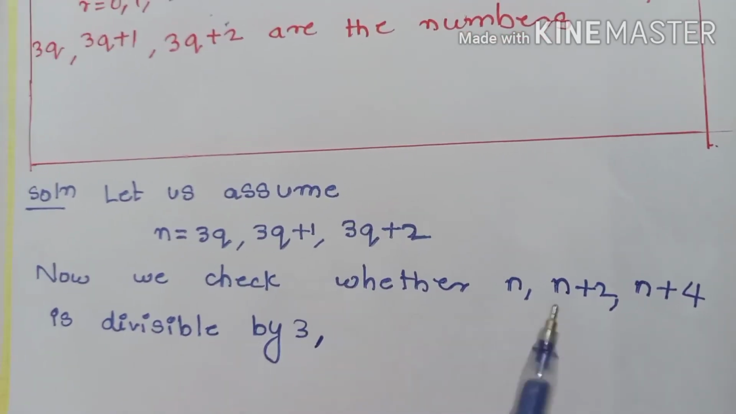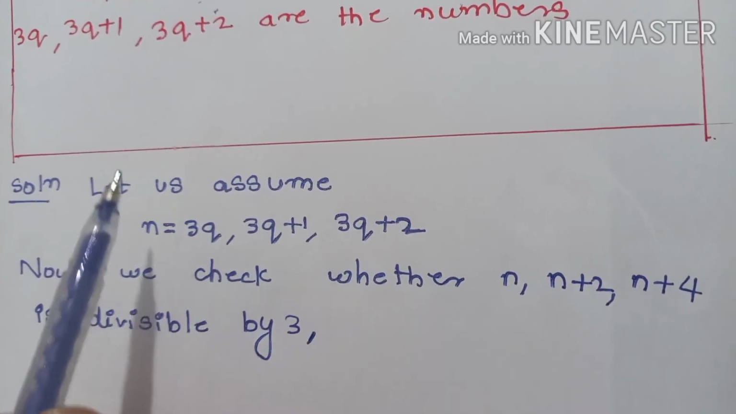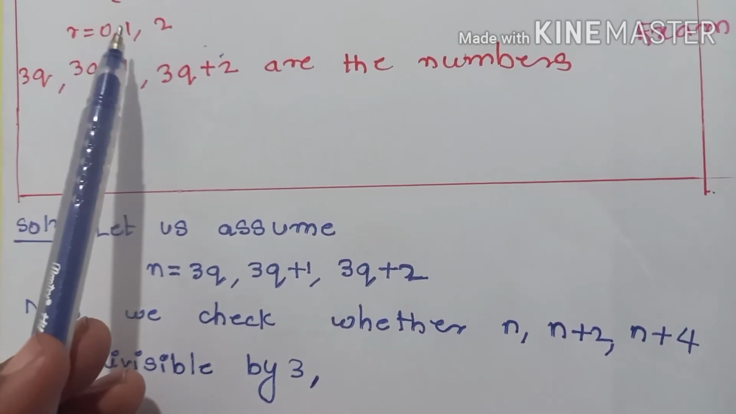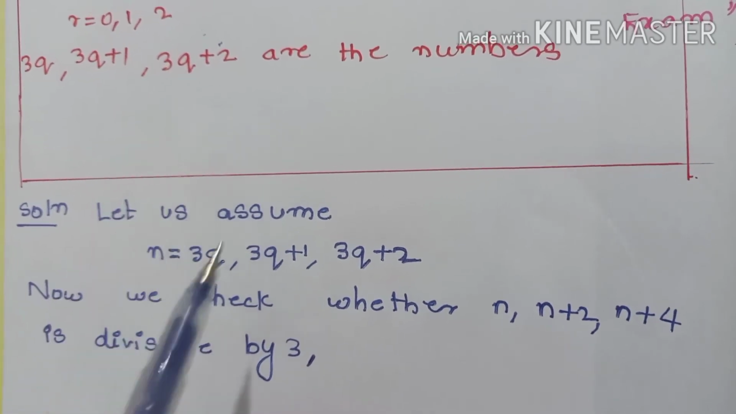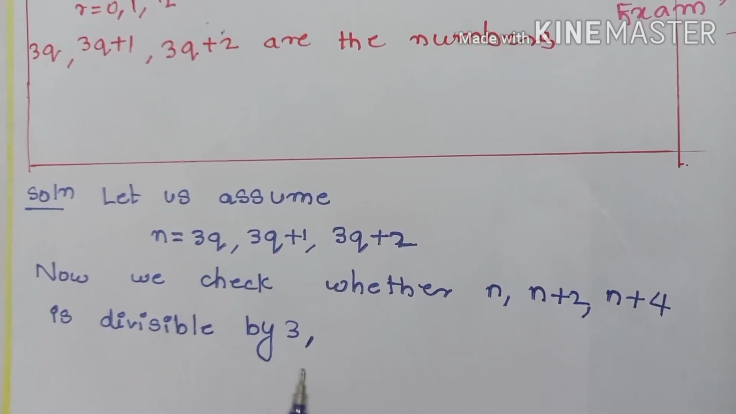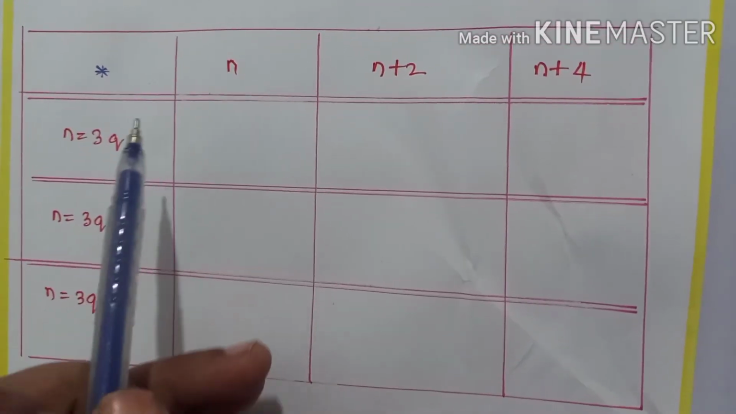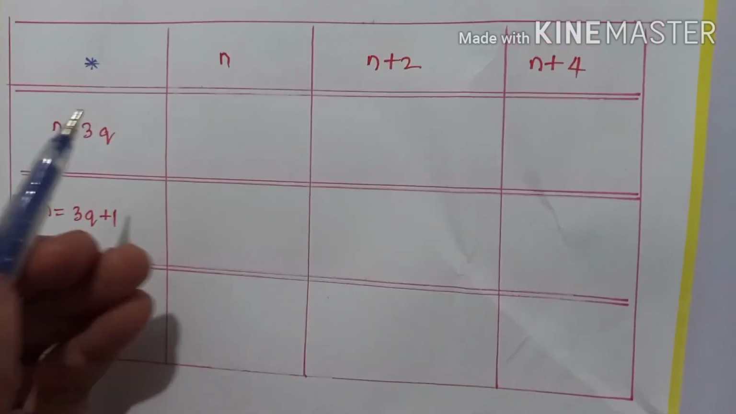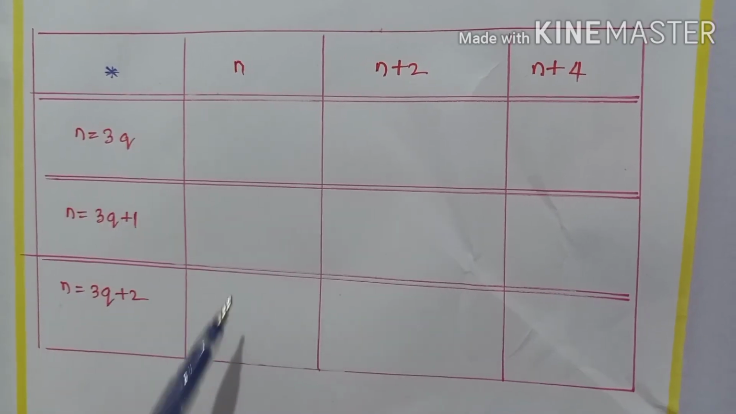Here we have taken 3q, 3q plus 1 and 3q plus 2 as the numbers, because in our assumption we got r equal to 0, 1, 2, and we have got them as 3q, 3q plus 1, 3q plus 2. So we have taken n equal to these three numbers. Now we are going to check which is divisible by 3. How to check? Make a tabular form, which is for your convenience. Otherwise you can write in a descriptive manner.